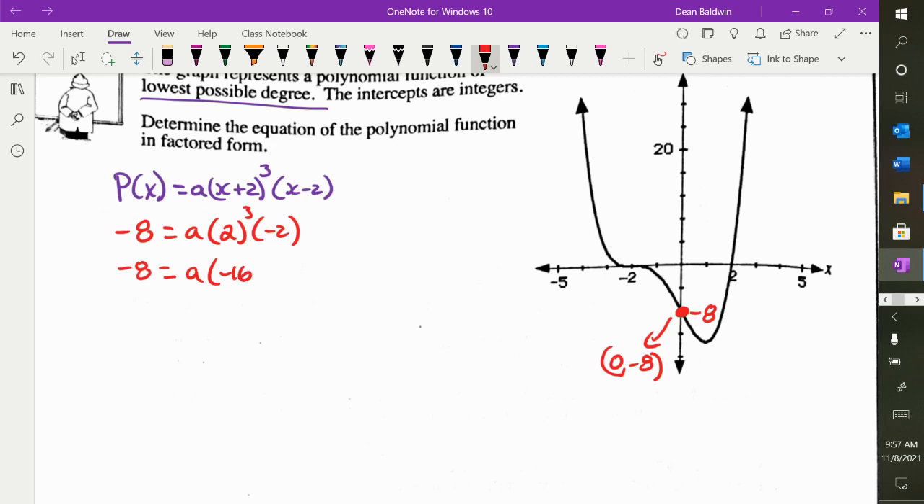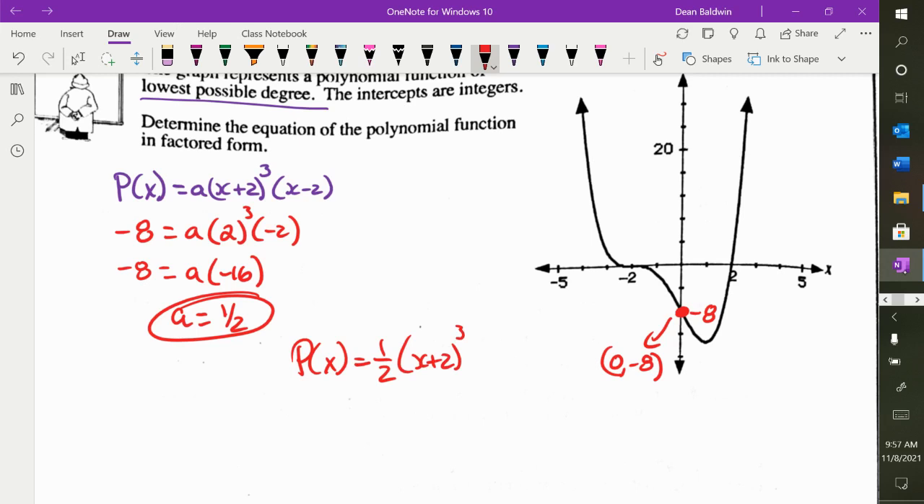8. So what's my a value? 1/2. So the equation is 1/2 x plus 2 cubed x minus 2. Does that a value of 1/2 make sense?